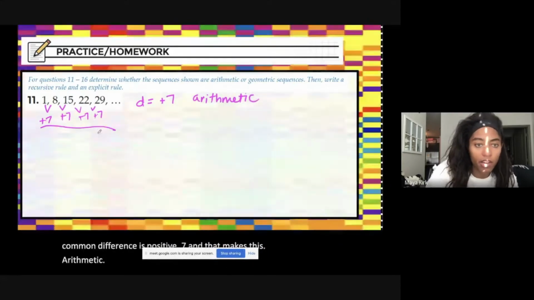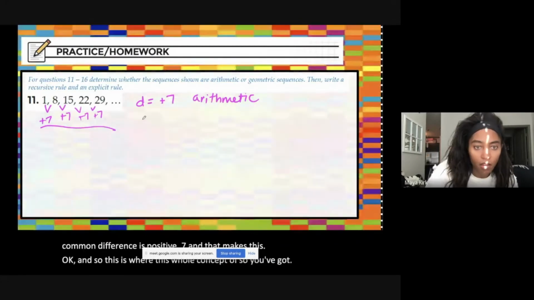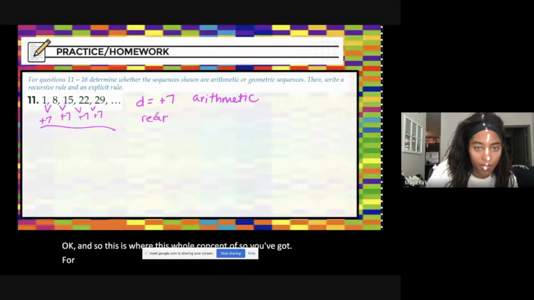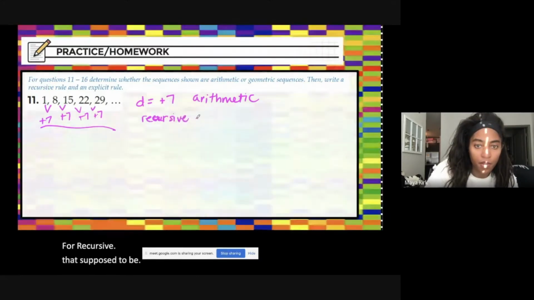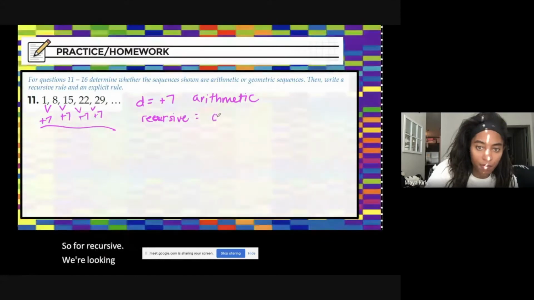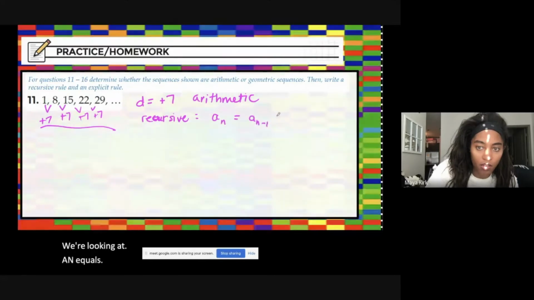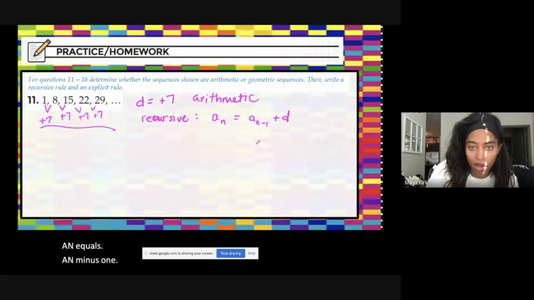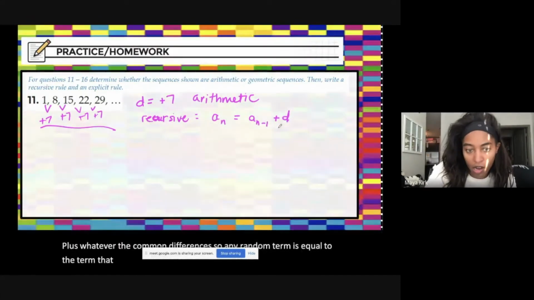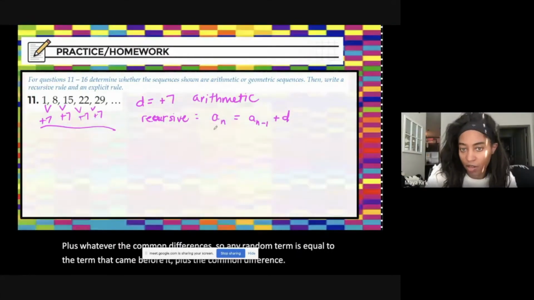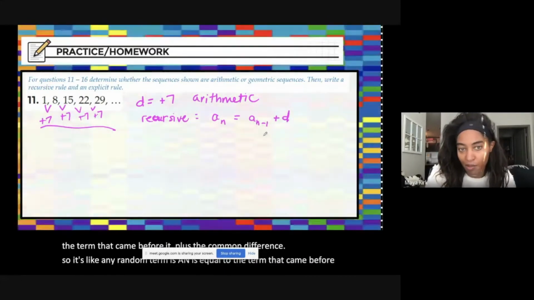Okay, and so this is where this whole concept comes in. For recursive, we're looking at AN equals AN minus 1 plus whatever the common difference is. So any random term is equal to the term that came before it plus the common difference.